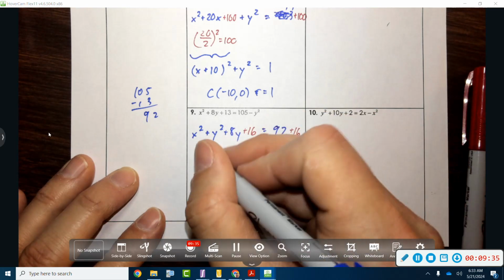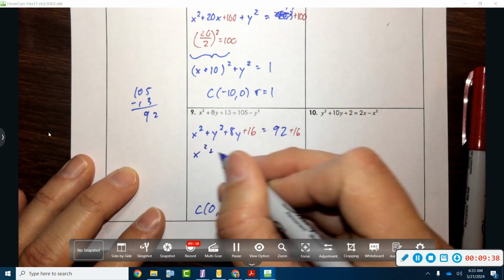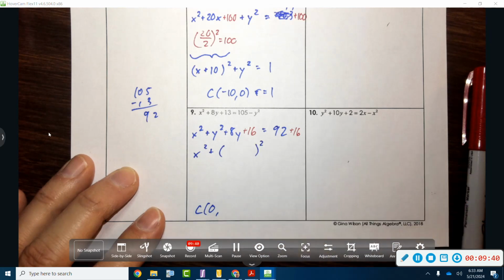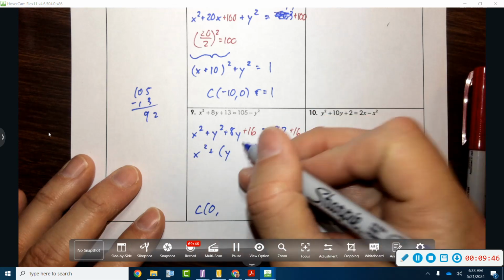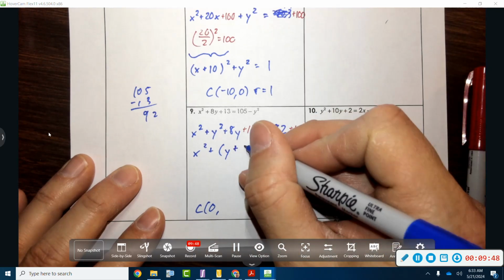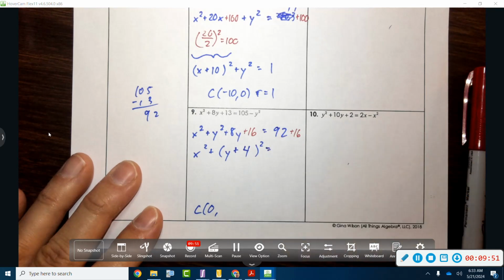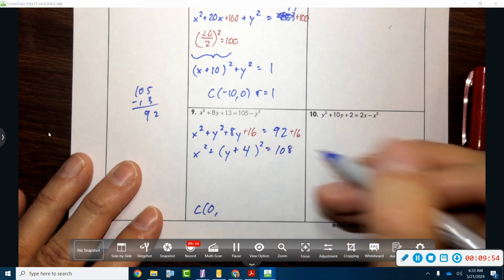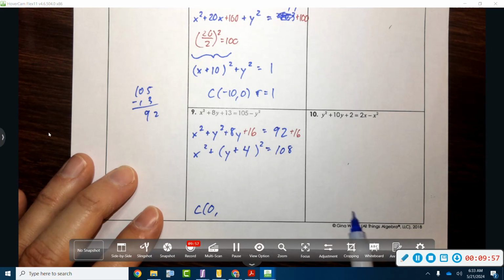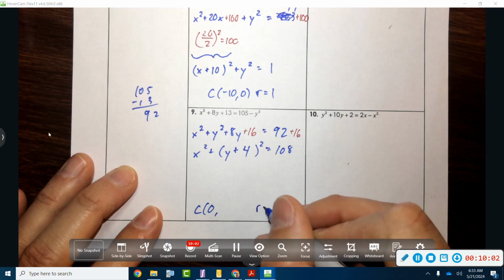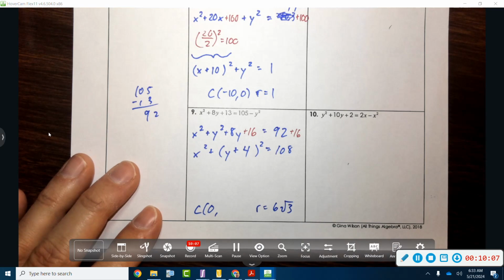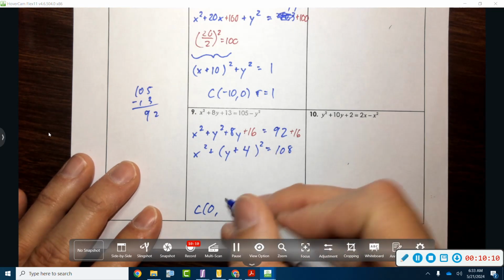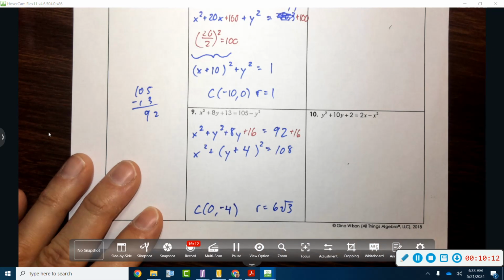All right, so now we've got x squared plus parentheses. Now here's our y family here. He's going to break down to a plus, and then this guy will be a 4. And then this ends up being 108. Okay, 108 is 36 times 3. So our radius is actually 6 radical 3, or just the square root of 108 is totally fine. It's not that big of a deal. But this will tell us that our y-coordinate of our center is -4, okay?